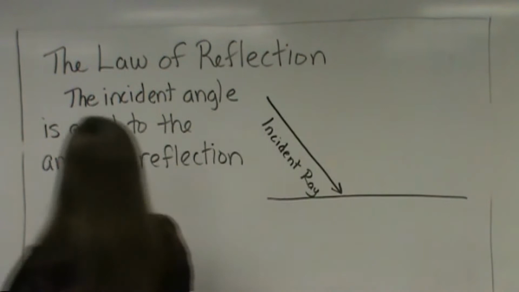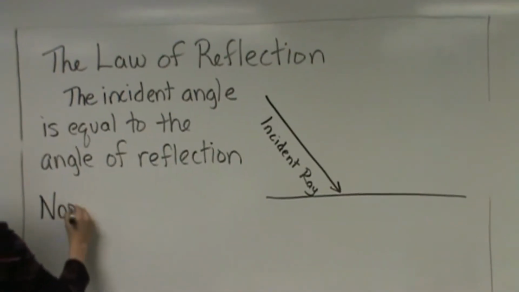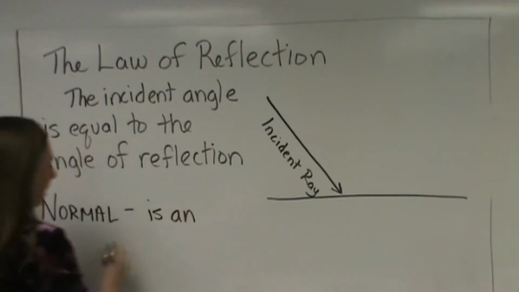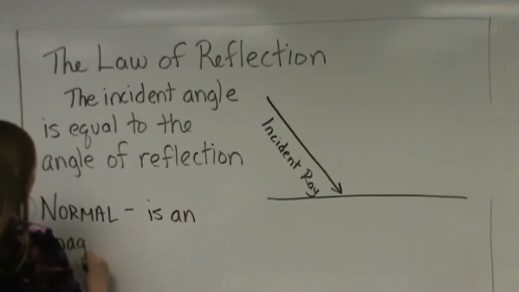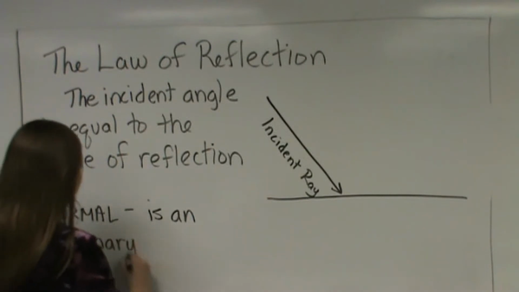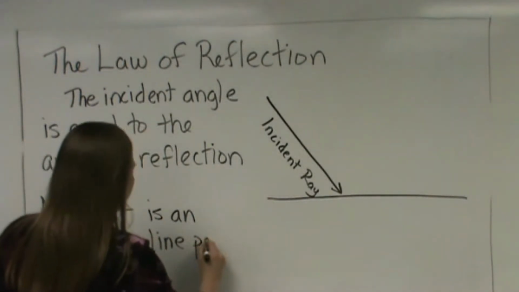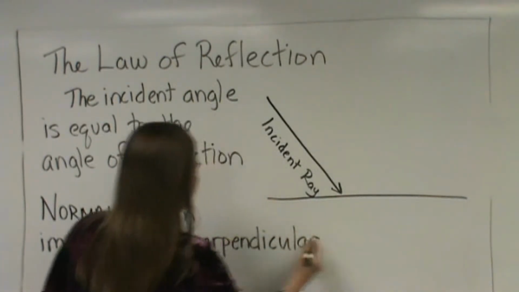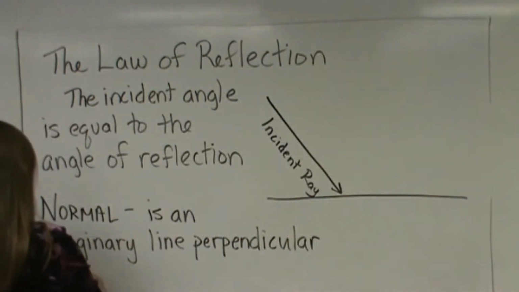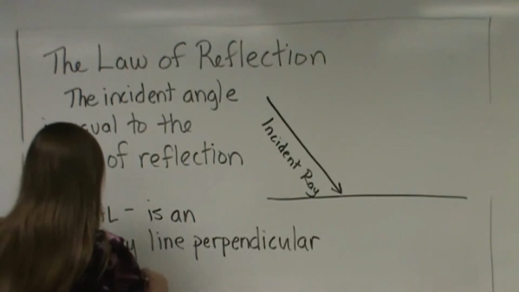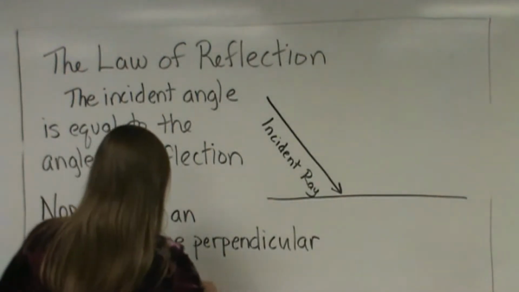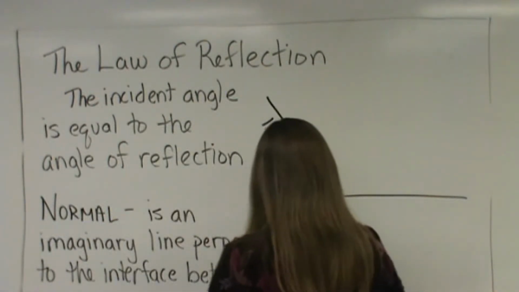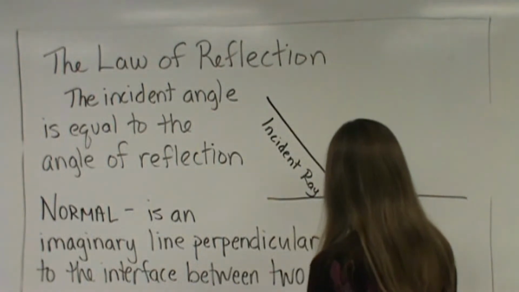The normal is an imaginary line perpendicular to the interface between two surfaces.